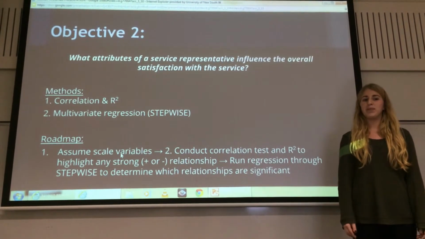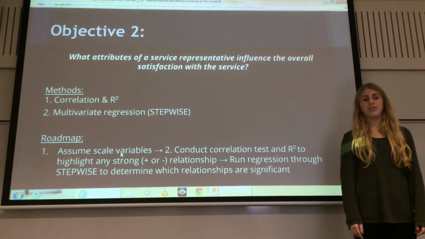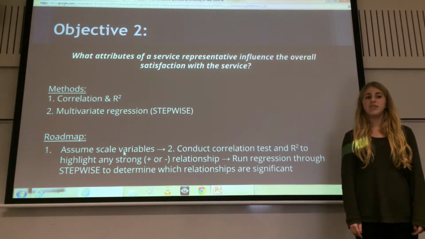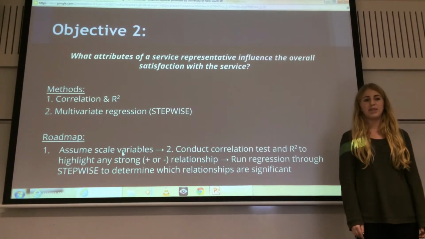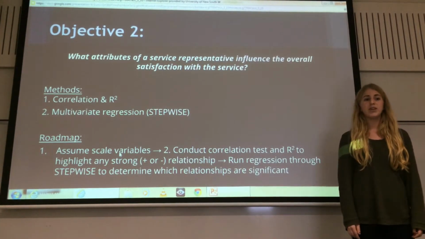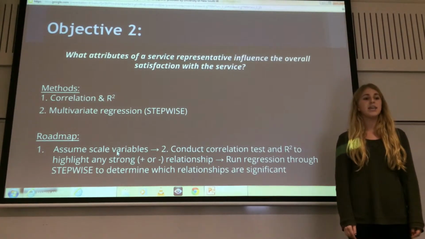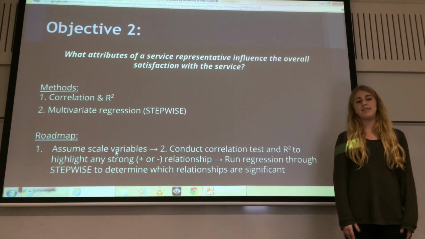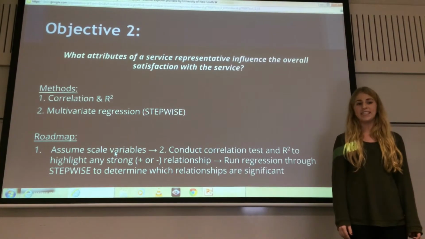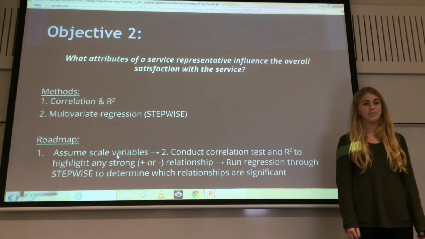The statistical methods we're going to employ are correlation, R-squared, and multivariate regression through the use of stepwise. Our rationale for this is, for the purpose of these tests, we are going to assume that the variables are scale as they are continuous and measured on a satisfaction scale. The combination of correlation, R-squared, and multivariate regression analysis will highlight what factors influence the overall satisfaction with the service, and therefore will allow us to gain an understanding of the type of service representatives the company should hire upon expansion.